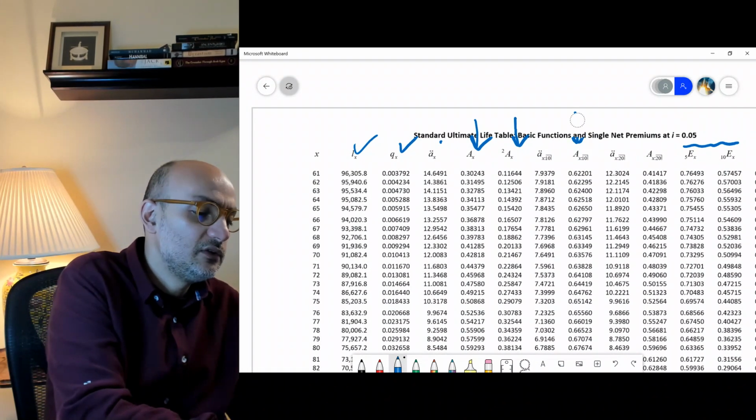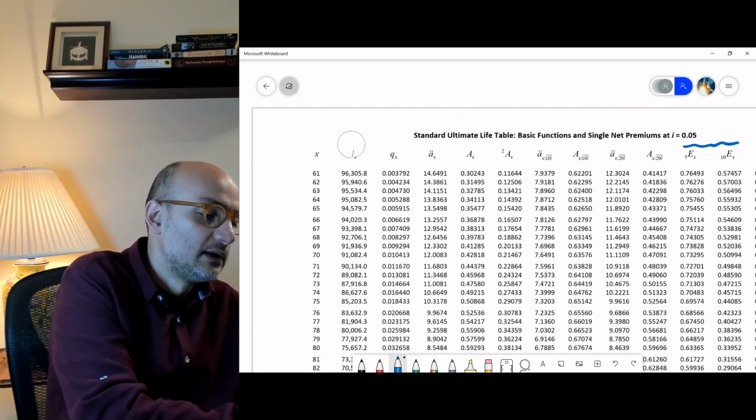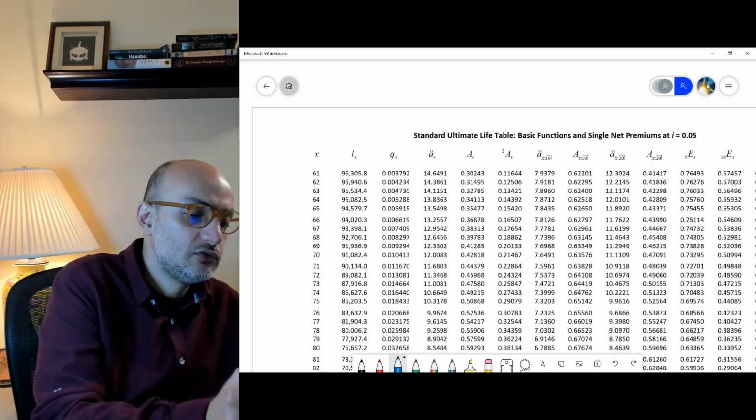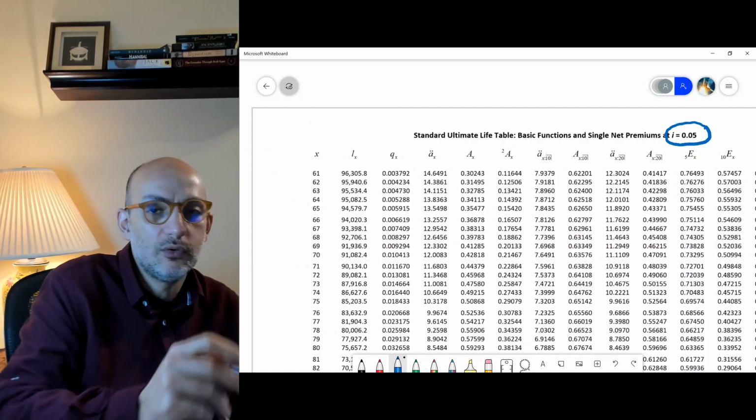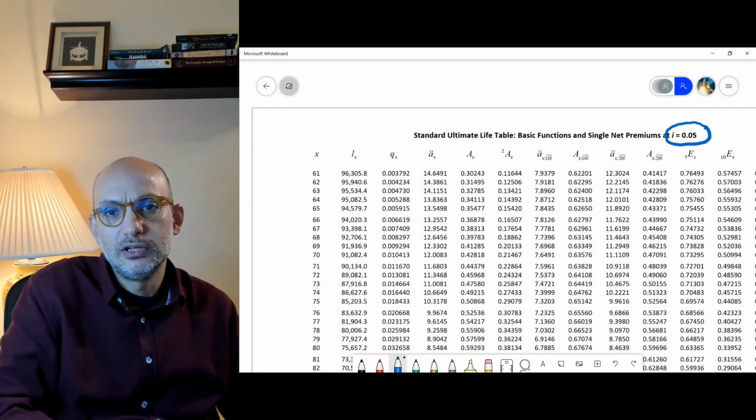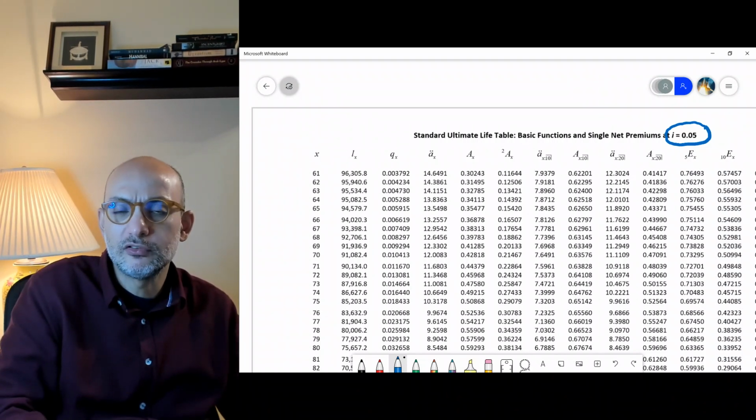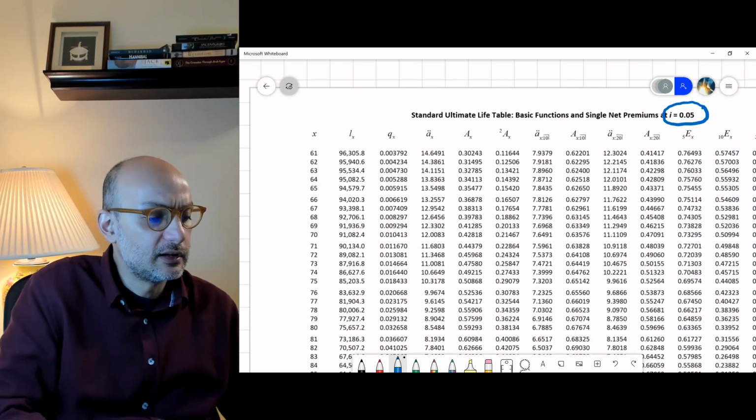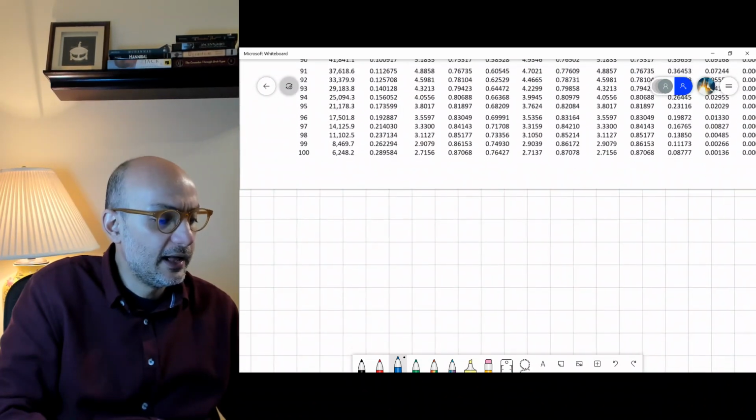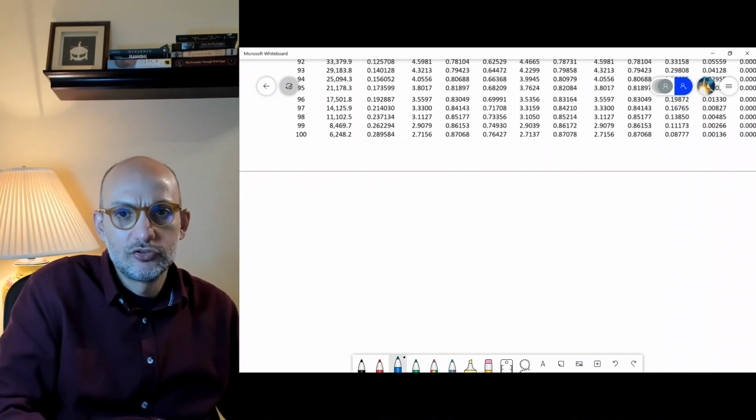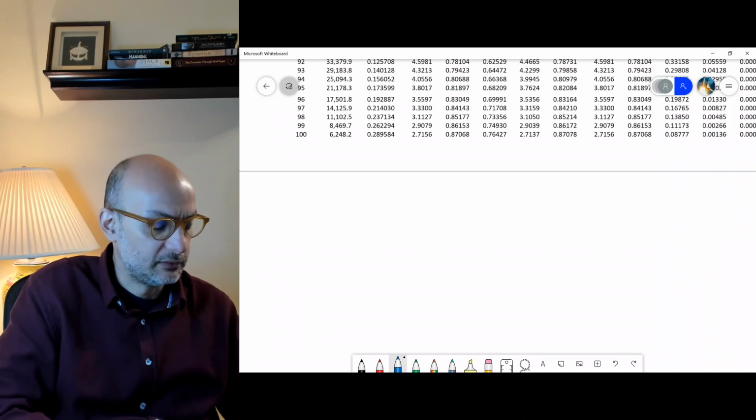So let's take a few examples and see how we can use them. But I want you to make sure to understand that this is calculated at interest equal to 5%. So we need to remember that interest is 5%. If it's a different interest, then we will use different tables. Let's take a few examples and see how we can use the tables to calculate some of the benefits.